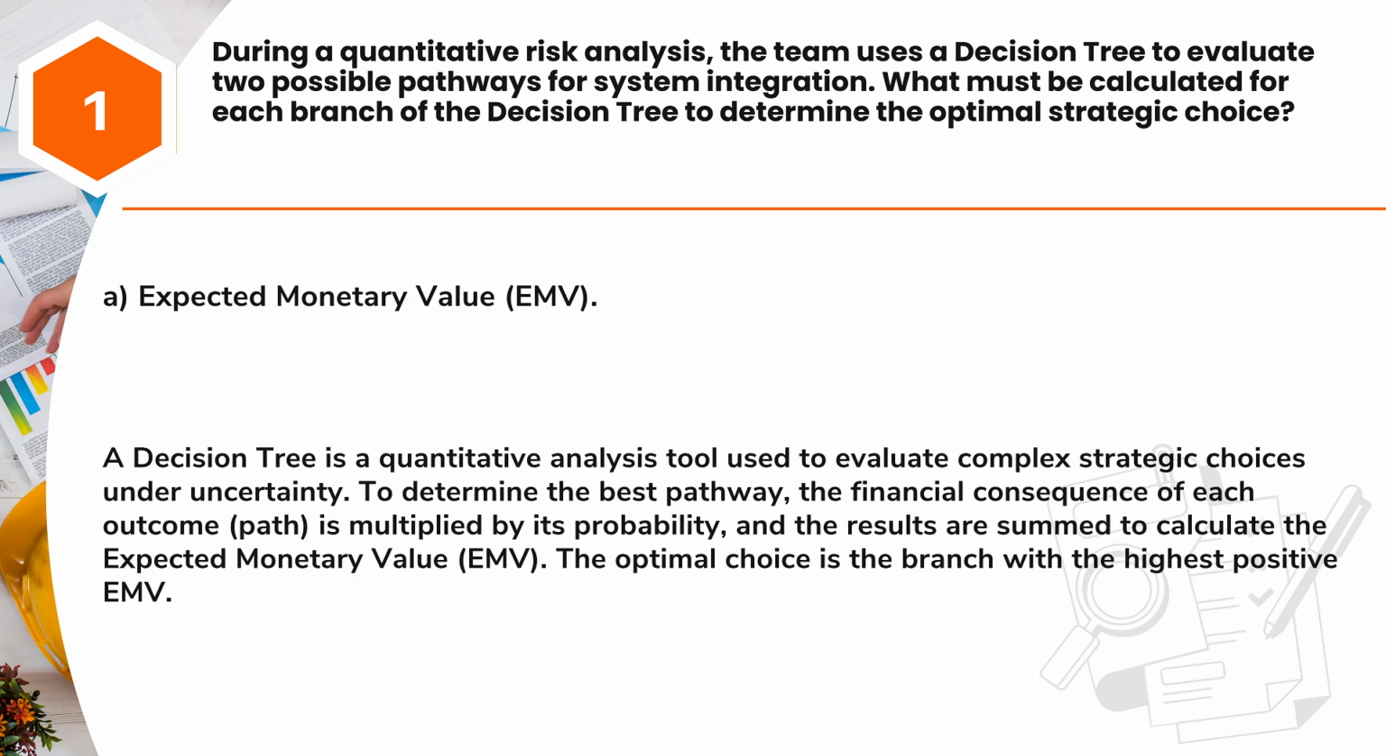Answer A. Expected monetary value, EMV. A decision tree is a quantitative analysis tool used to evaluate complex strategic choices under uncertainty. To determine the best pathway, the financial consequence of each outcome, path, is multiplied by its probability, and the results are summed to calculate the expected monetary value, EMV. The optimal choice is the branch with the highest positive EMV.